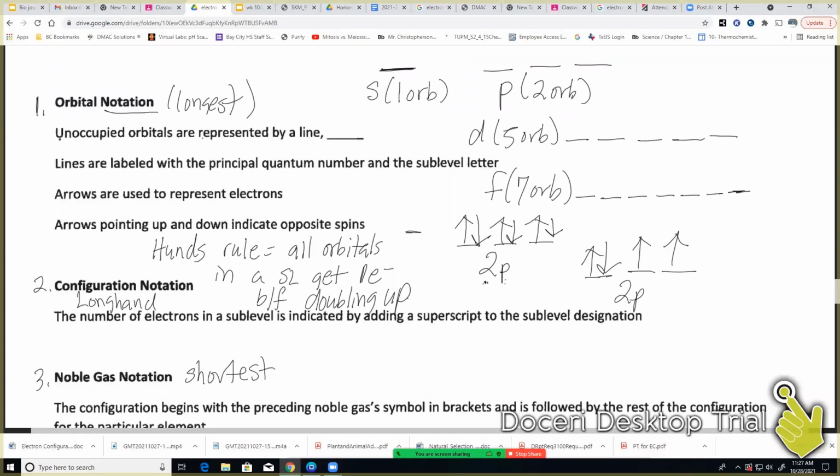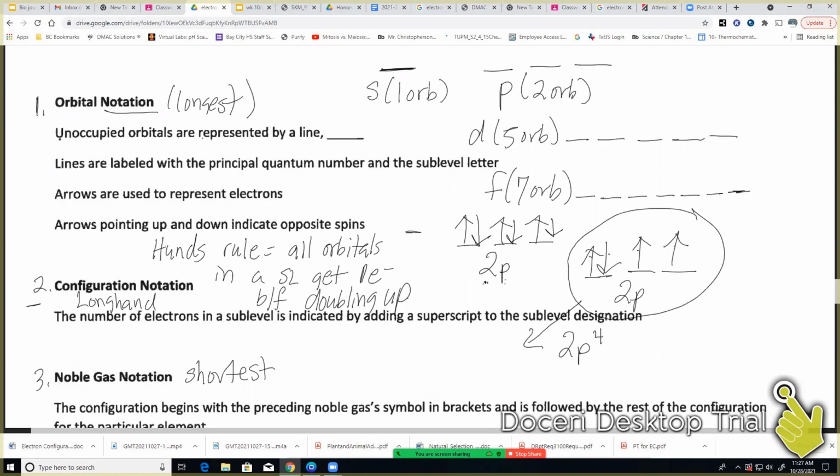So for the longhand notation, the one that's kind of in the middle, the number of electrons in a sublevel is indicated by adding a superscript to the sublevel. So in other words, this right here would be my orbital notation. If I wanted to turn that into configuration notation, I would put 2p, but instead of drawing the arrows for electrons, I would use a superscript. So since we had 1, 2, 3, 4, I would say 2p4. So it just takes the lines and the arrows out, and the superscripts represent your electrons.